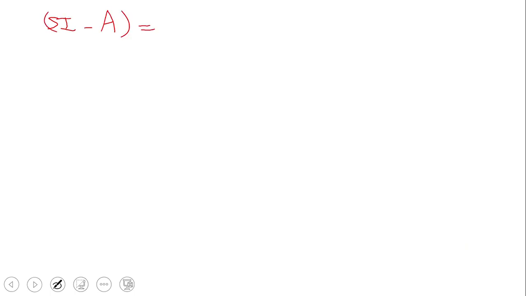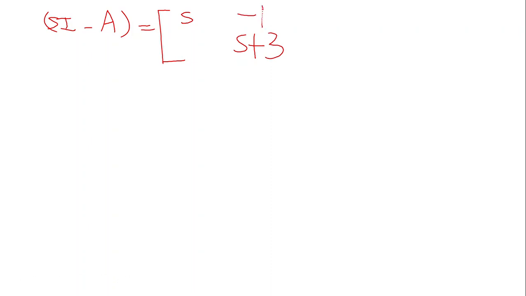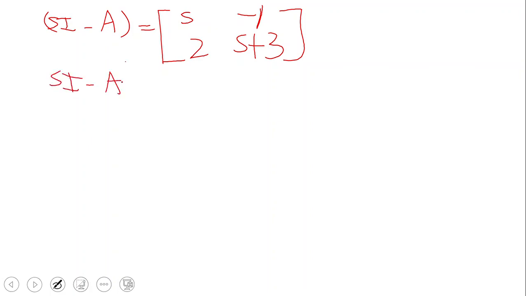So sI minus A is known. So yes, this is s plus 3, minus 1, 2. Am I right? Correct? So yes, s plus 3, minus 1, 2. So we need to find the determinant of this. That means s into s plus 3, s square plus 3s plus 2.